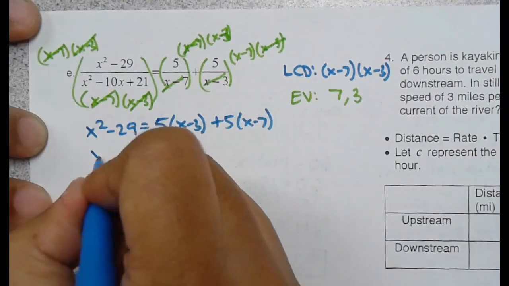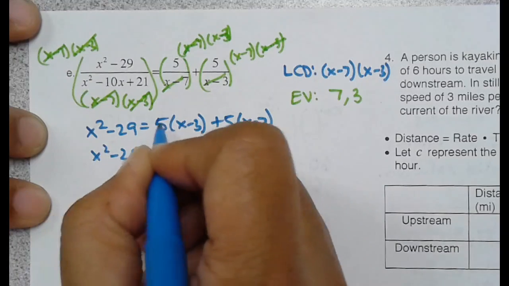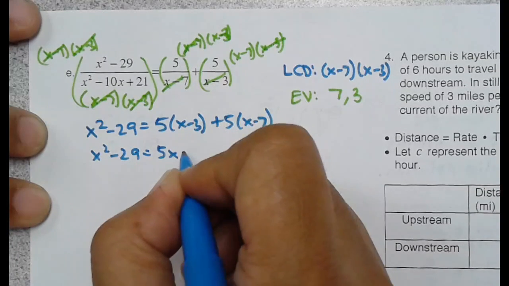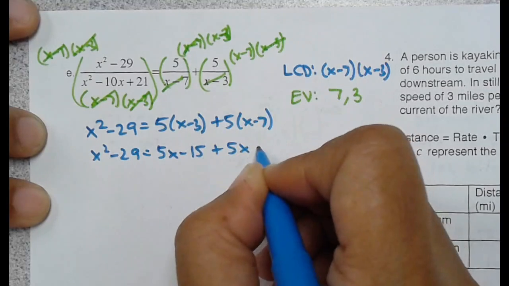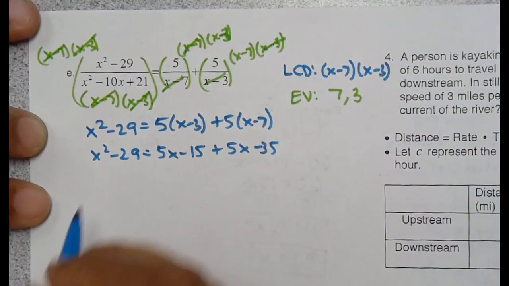So distribute here. We'll have 5 times x and 5 times negative 3. 5 times x, and 5 times negative 7. Let's add our like terms together.